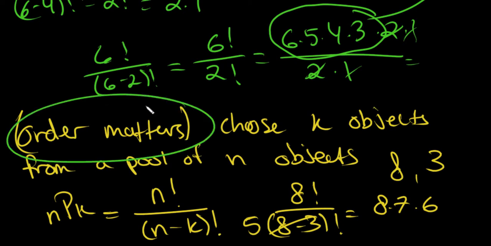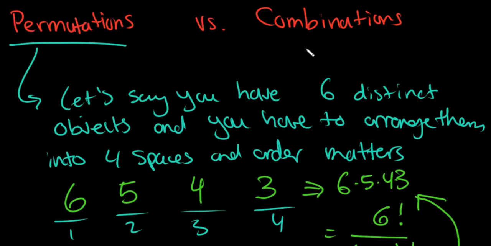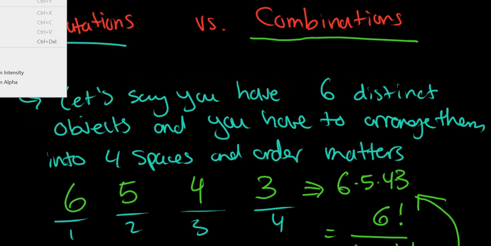What if order doesn't matter? Then we're dealing with a combination. This is the same exact thing: say you have 6 distinct objects and you have to arrange them into 4 spaces, but the order doesn't matter. Combinations.